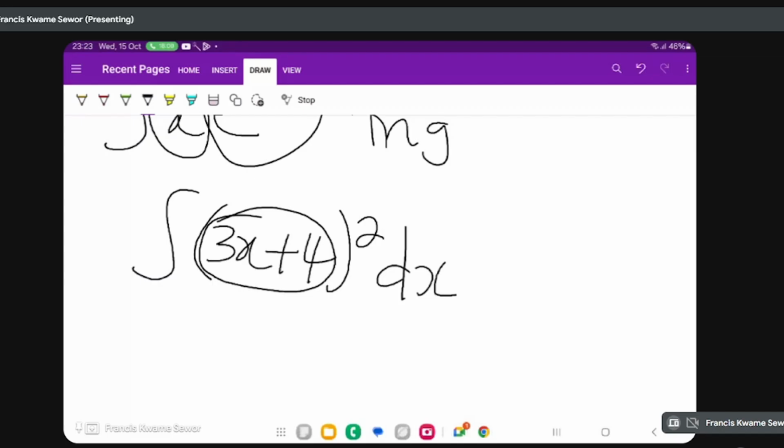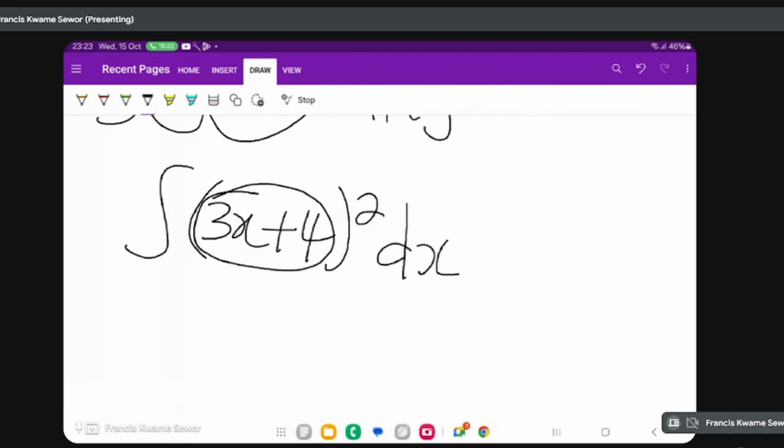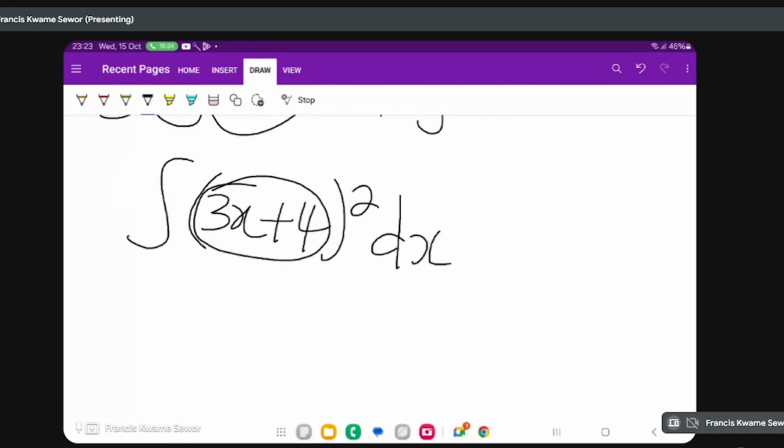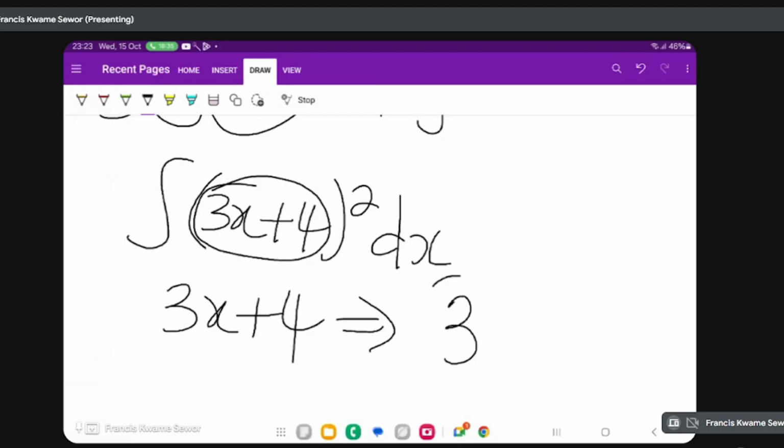Again, when you are integrating a function raised to the power 2 or raised to a power, what you have to focus on is to take what is inside that function, the thing that is raised to a power, and differentiate it. So what I have inside is 3x plus 4. If I differentiate 3x plus 4, I'm going to get what? 3. So 3 is a constant. If 3 is a constant, then you need to proceed with substitution.